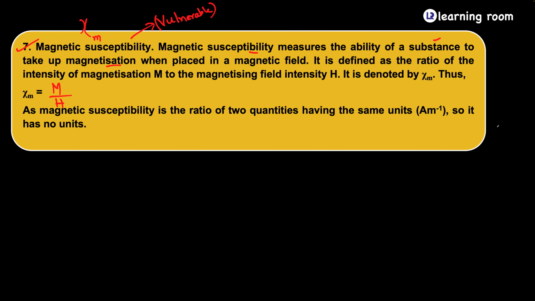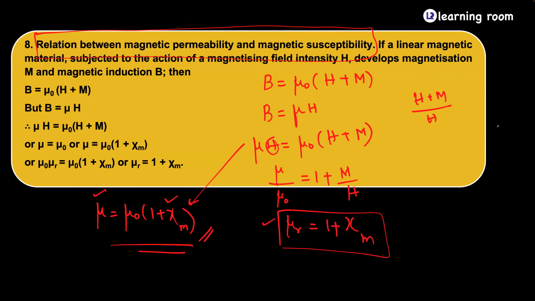And what was the last relation that we saw? The relation between magnetic permeability and magnetic susceptibility. So what is it? Mu is equal to mu naught into 1 plus chi m. This is the relation between magnetic permeability and magnetic susceptibility. What does this stand for? Mu r is equal to 1 plus chi m. This stands for the relation between relative permeability and the magnetic susceptibility.